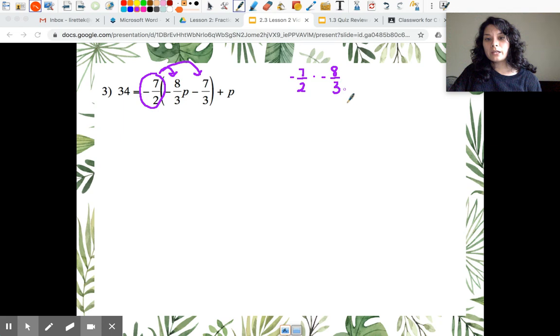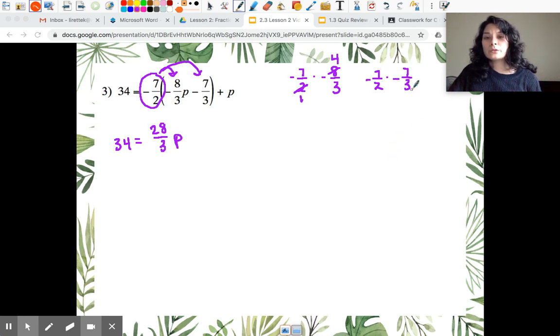-7/2 times -8/3. 2 and 8 can reduce. I can divide them both by 2 and get 1 and 4. 3 and 7 won't reduce, so I don't need to check that. Negative times negative will give me a positive. 7 times 4 gives me 28. 1 times 3 gives me 3. And there's a variable p attached to this term. I'm going to distribute the -7/2 with the negative, don't forget it's a negative, 7/3.